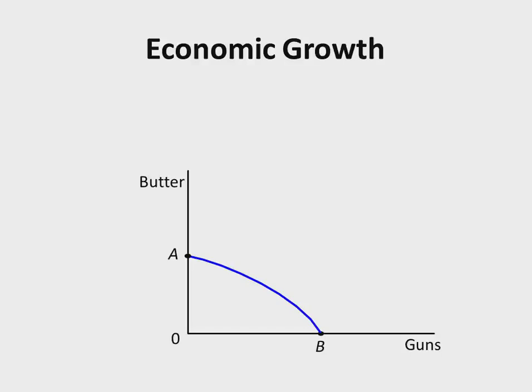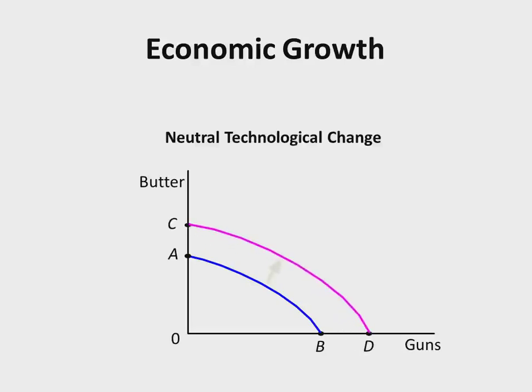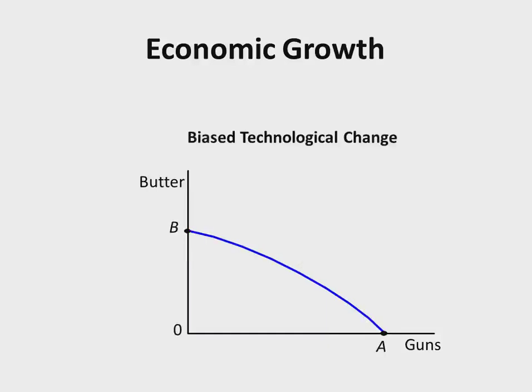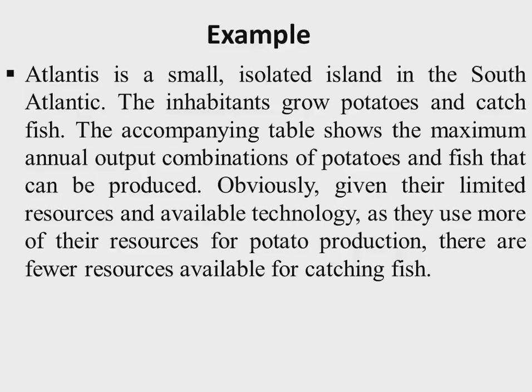Okay, so now let's look at neutral technological change, where we have a balanced shift in the production frontier. If we have an improvement in technology needed in the production of butter as well as the production of guns, and if this is a proportional improvement, we will have balanced growth. Otherwise, we will have unbalanced or biased growth. Let's take a look at an example.